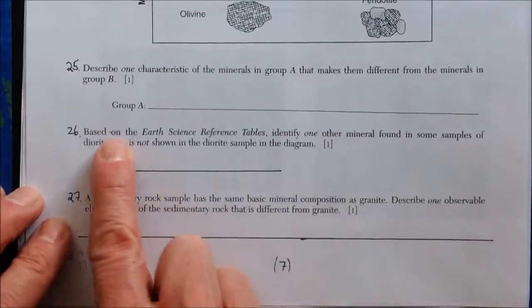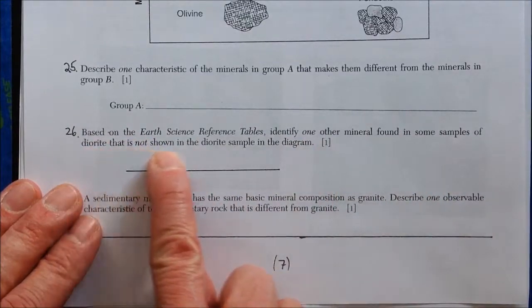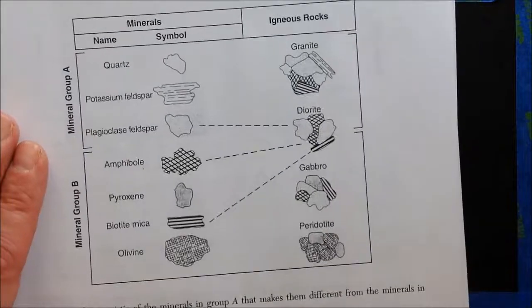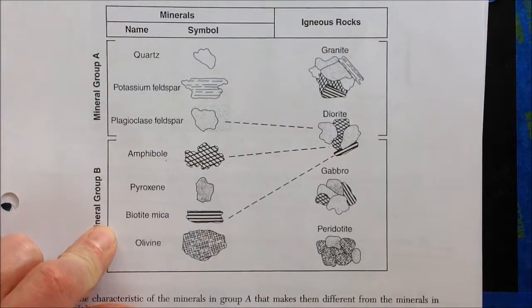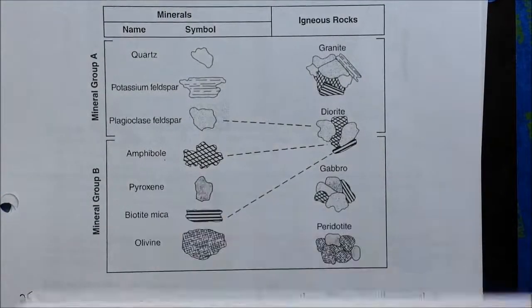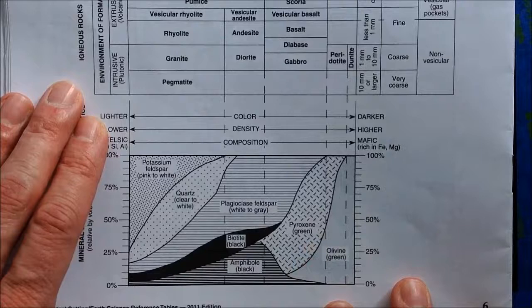Okay, 26. And then it actually tells you to look in the reference table. Based on the reference table, identify one other mineral found in some samples of diorite not shown in the sample diagram. So what you have here is also a challenging question. These are the main 3 components of diorite, which is plagioclase feldspar, amphibole, and biotite. So look here and find diorite. Now this is definitely a challenging question.